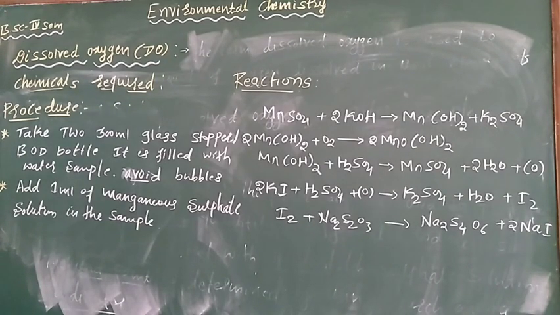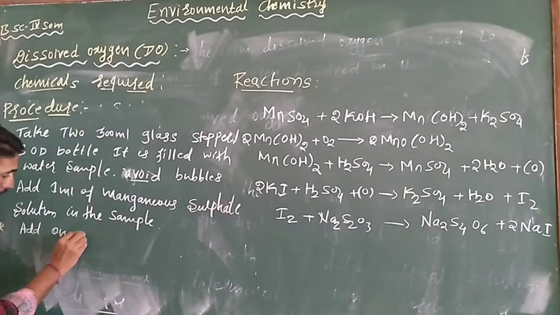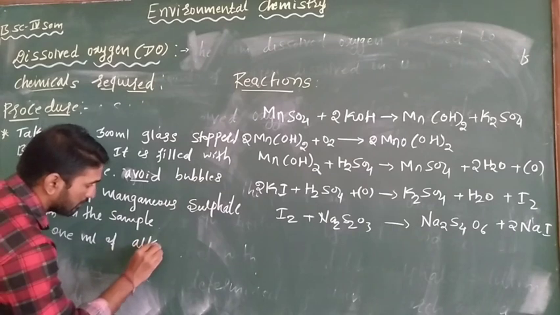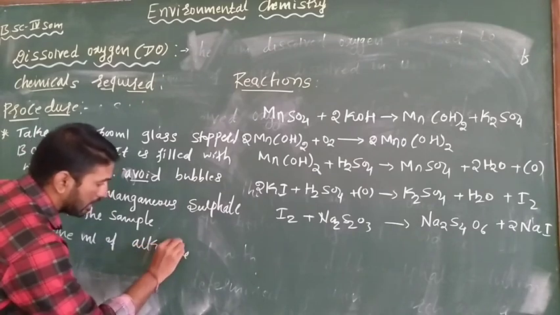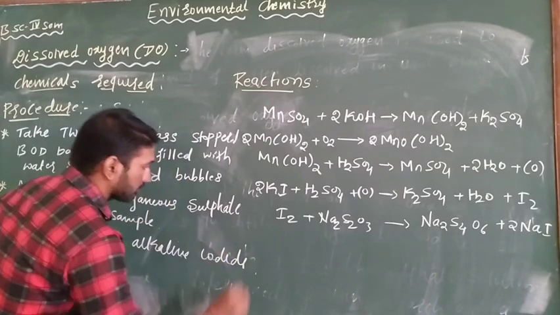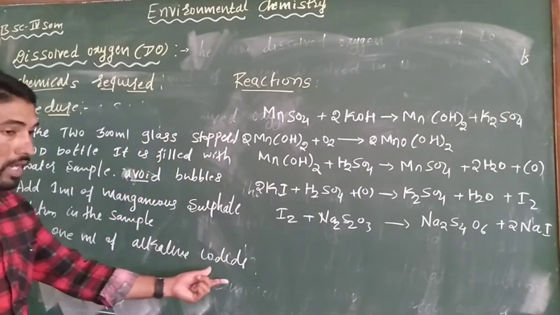In that way, you have to add 1 ml of manganese sulfate solution. And the third point is, again you have to add 1 ml of alkaline iodide solution.